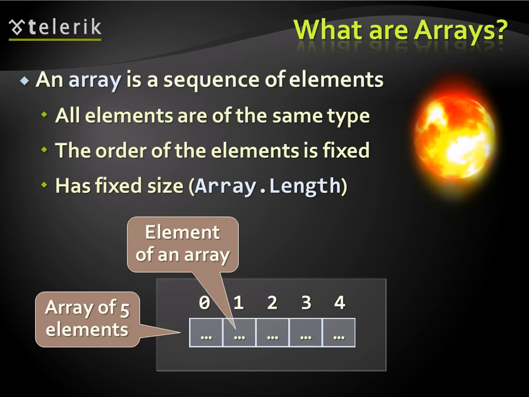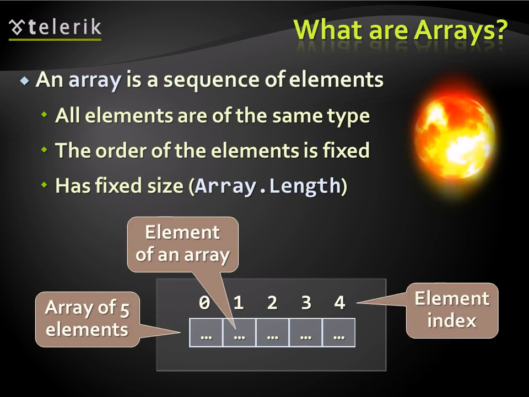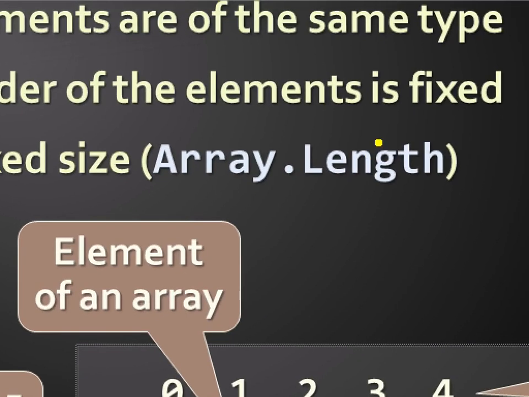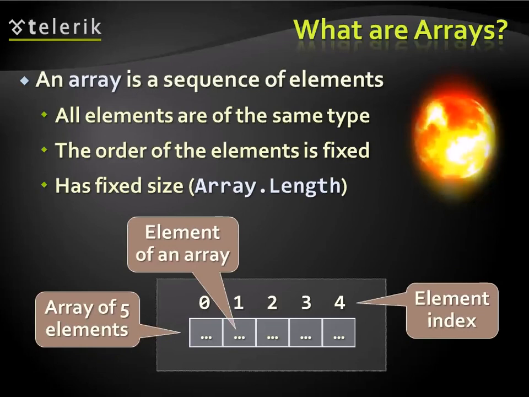They are usually shown as cells, and they have indices. The first index is 0 and the last is n minus 1, where n is the length of the array. Arrays also have a property, dot length. They are different from arrays in other languages because they know their length. For example, if you program in C or C++, the arrays don't know their length, and it's easy to get outside of the bounds of the array. It's a usual mistake or bug which you can easily produce in your programs, to try to access a non-existing element.